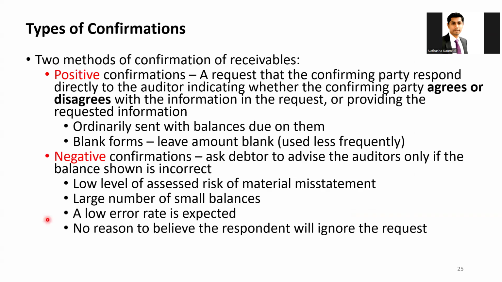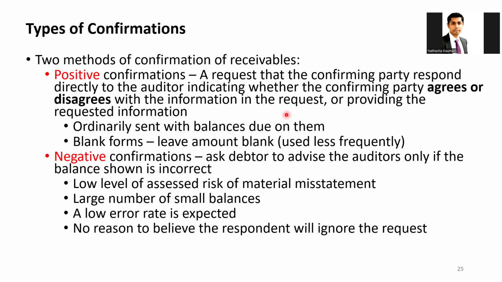But there are different types of confirmations. Actually, there are two main types. The first one is positive confirmation, and the second one is negative confirmation. What do you mean by positive confirmation? That is a request that the confirming party respond directly to the auditor indicating whether the confirming party agrees or disagrees with the information in the request, or providing the requested information.